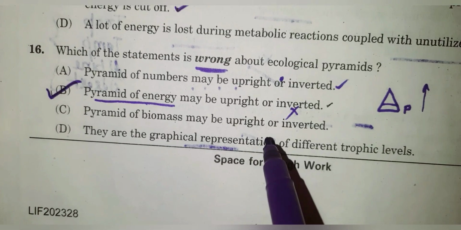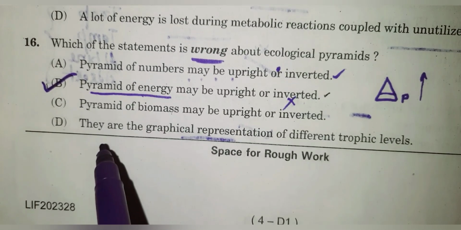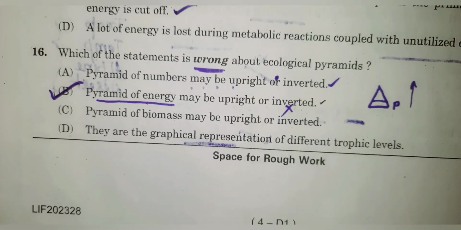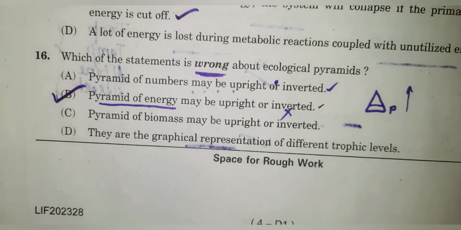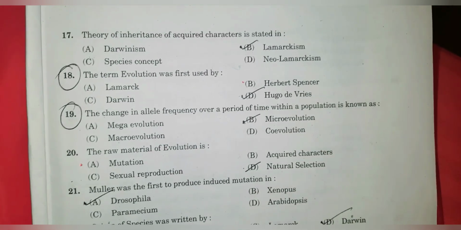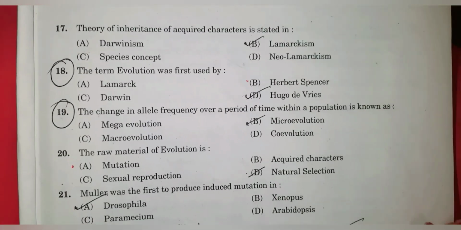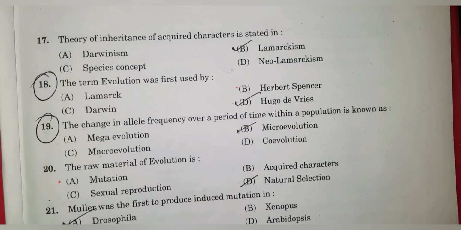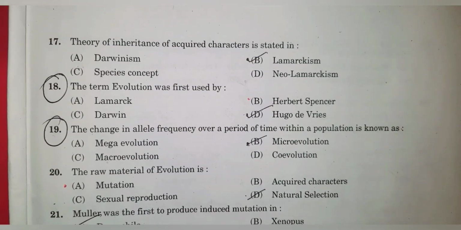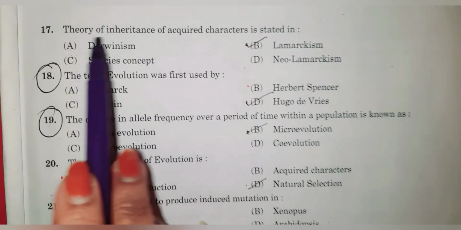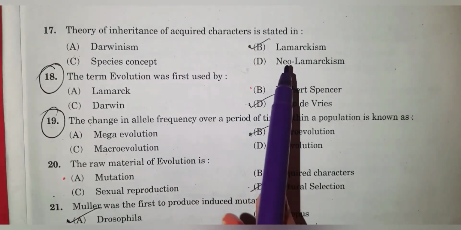Pyramid of biomass can again be upright or inverted. They are graphical representations of different trophic levels, of course, yes. So B is your correct answer. Okay, coming to the next question. See, all these are direct questions. If you know, you know. If you don't know, you don't know. Extreme direct questions.